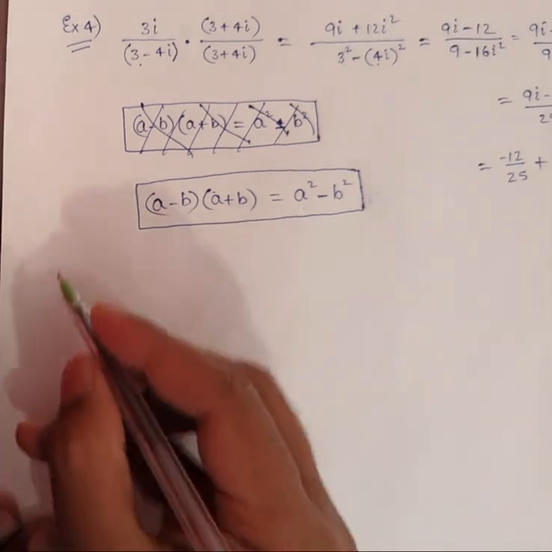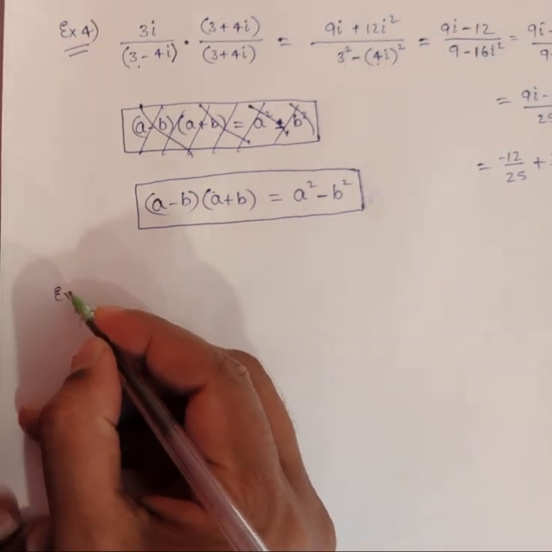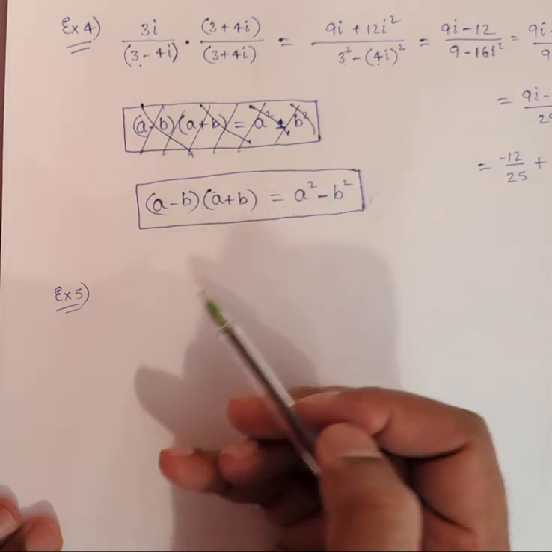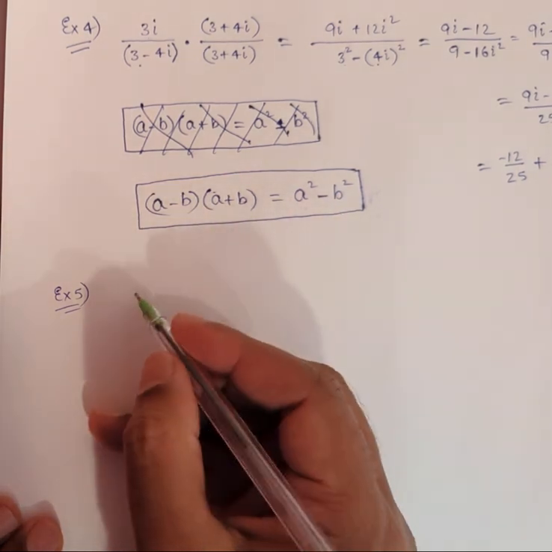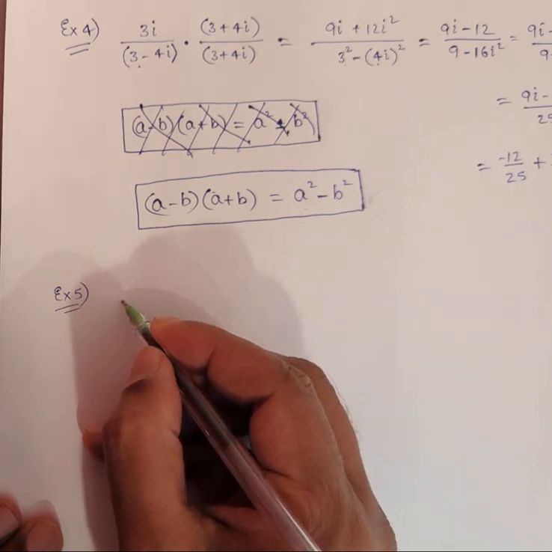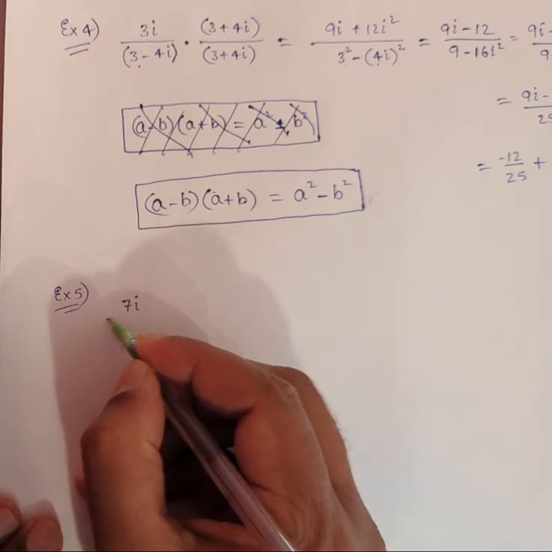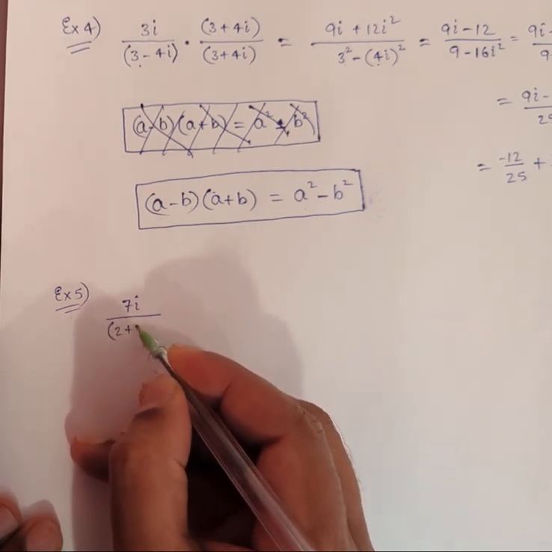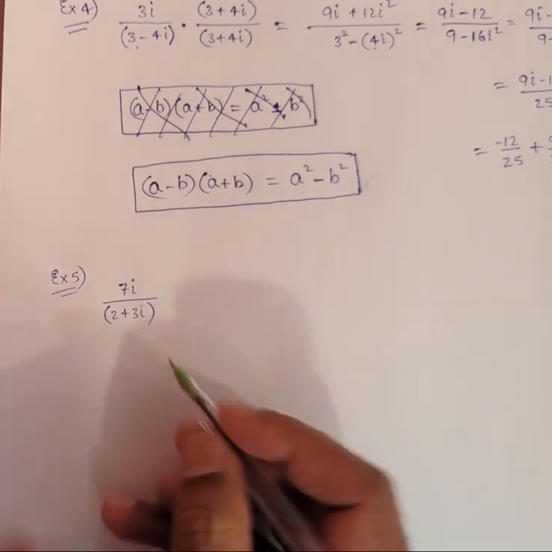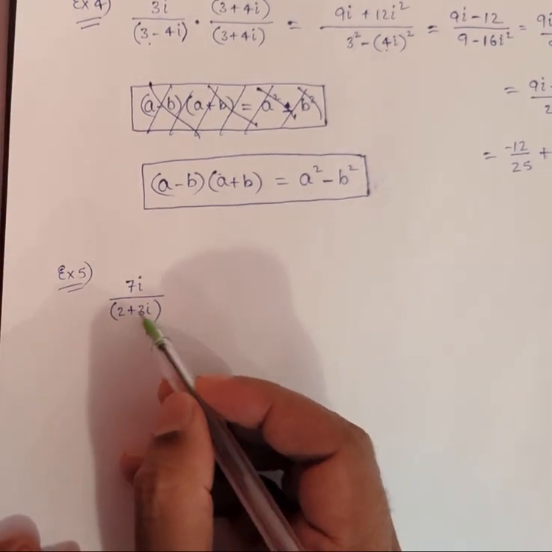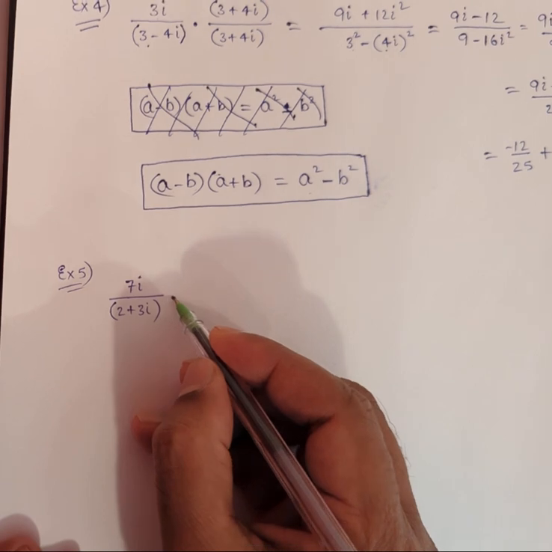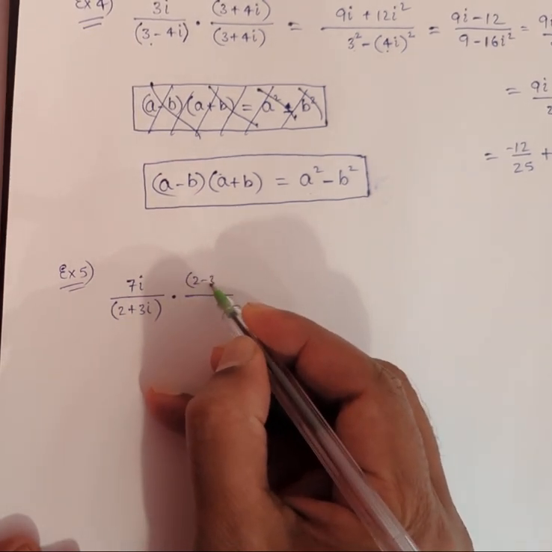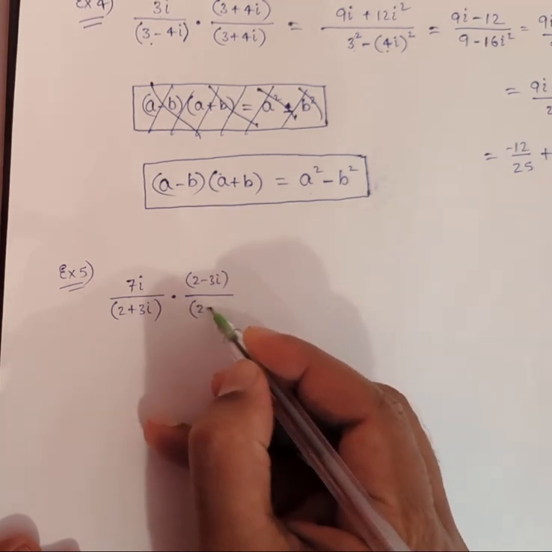All right, let's look at one other example. And in this example, I'm going to use this formula, difference of squares. So say I have a monomial again in the numerator, 7i over 2 plus 3i. So I'll multiply and divide by the conjugate of the denominator. So that's going to be multiplying with 2 minus 3i over 2 minus 3i.